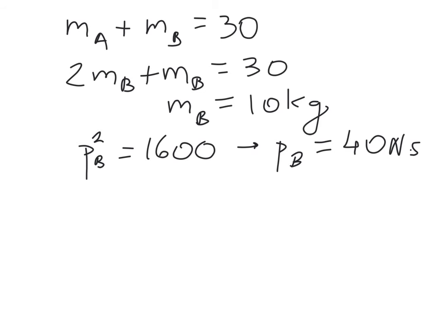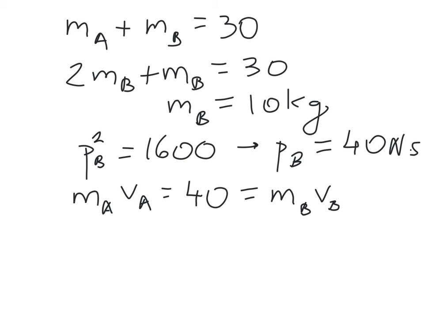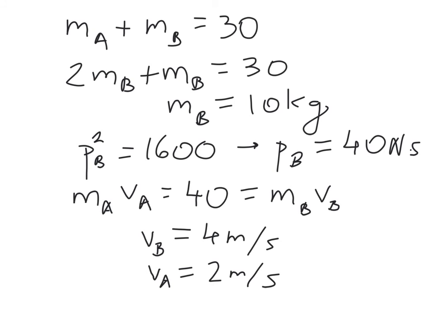And so, putting all this together, we have MAVA, which is PA, is equal to 40 newton seconds, is equal to MBVB. We already know that the mass of B is 10 kilograms, and so we have that the speed of B is 4 meters per second, and since MA is 20 kilograms, the speed of A is 2 meters per second. That is the end of this problem and this video. I'll see you in the next.